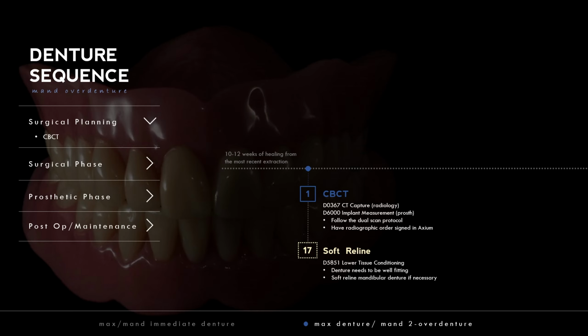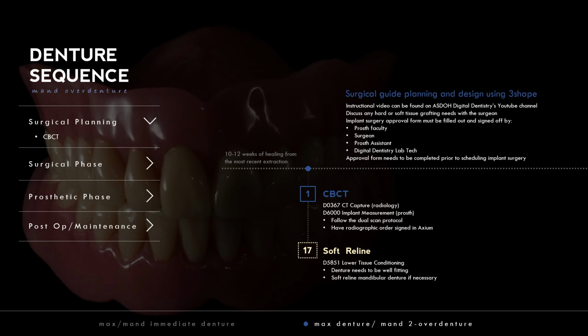One thing to consider too and evaluate is when you do this dual scan protocol, the denture does need to be fairly well fitting. So if the denture needs a soft reline to really snug up the denture and make it stable, plan to do that before you get your CBCT scan. So once you've gathered all that data, the next step is to plan out your implant placement, as well as to design and fabricate the surgical guide. So there's an instructional video that will link below here that'll walk you through the 3Shape software to accomplish all that.